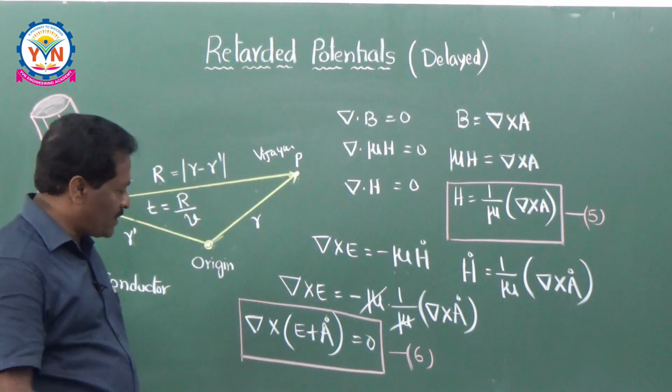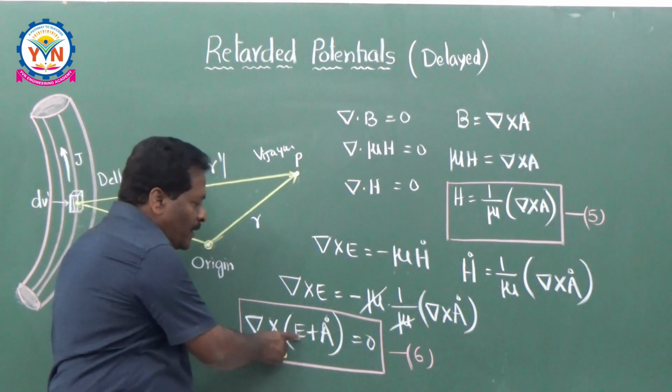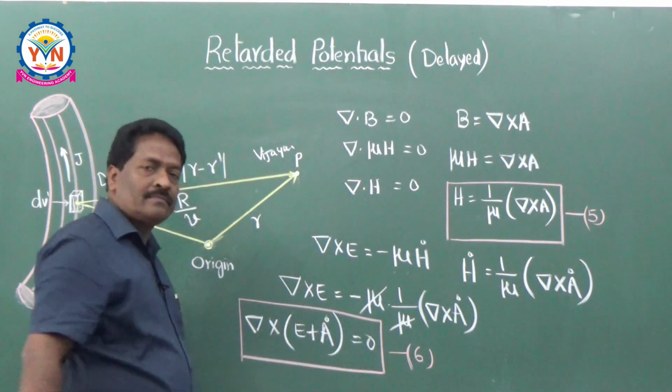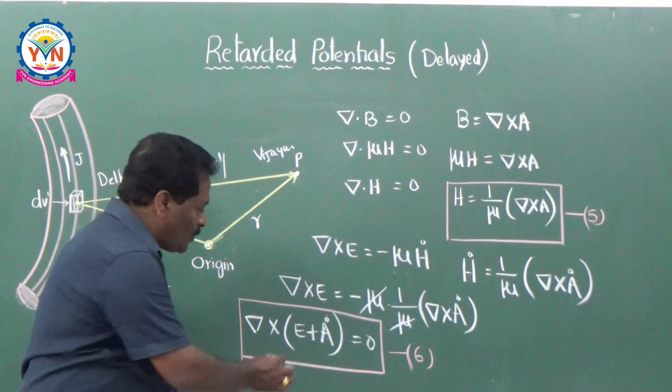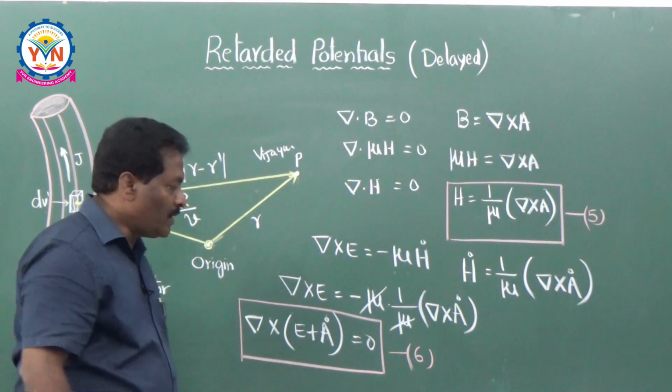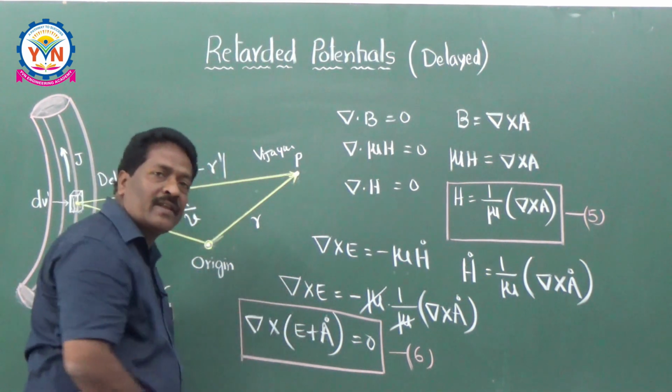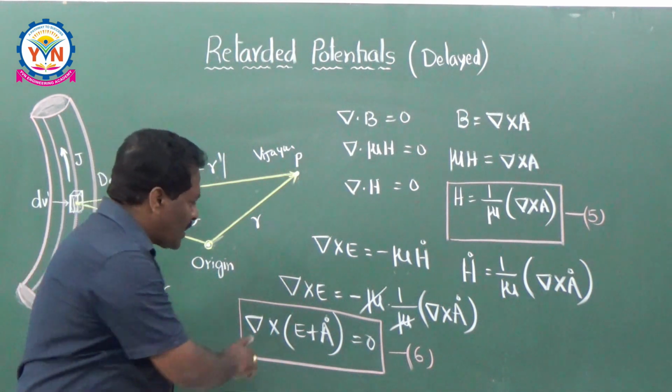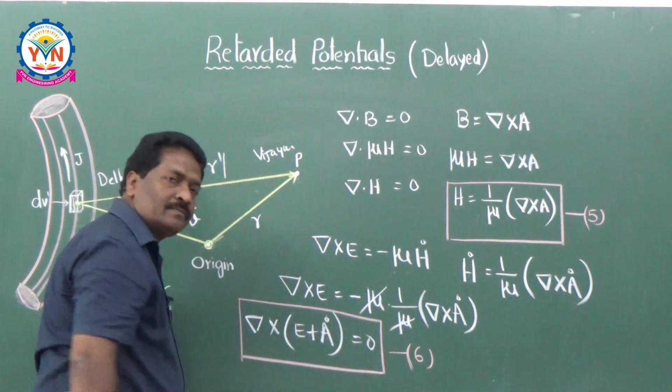And remember friends, del cross of E plus A dot is equal to 0. Now it is much more important to concentrate here. When will it be equal to 0? From vector calculus, the curl of something will be equal to 0.